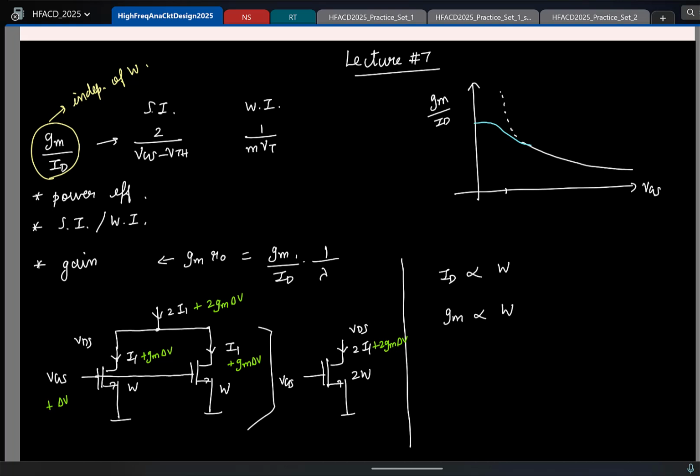By the same logic, what can you say about the intrinsic gain gm ro? It is independent of width too, because it's essentially gm by ID times a constant 1 by lambda. By extension, you can also say that the ratios ID by W and gm by W are also independent of width.